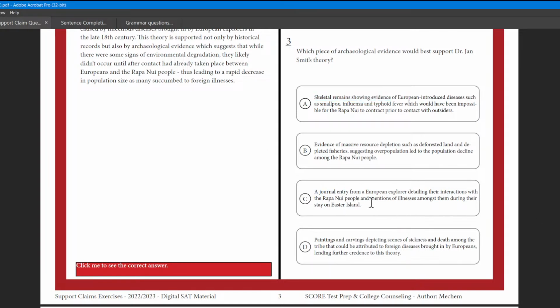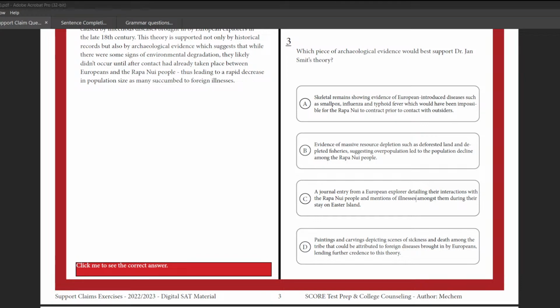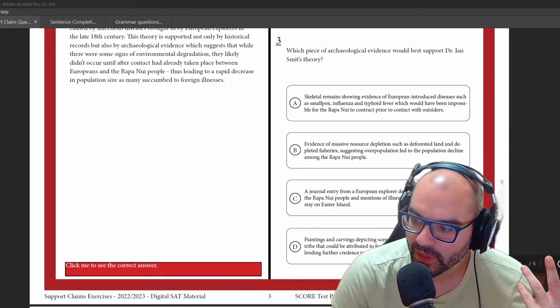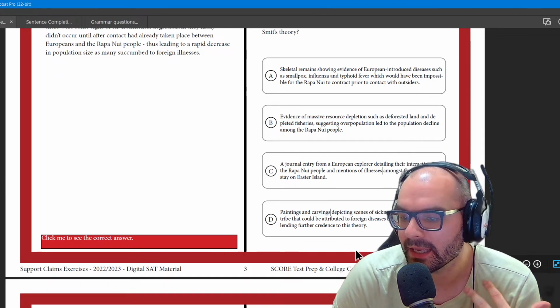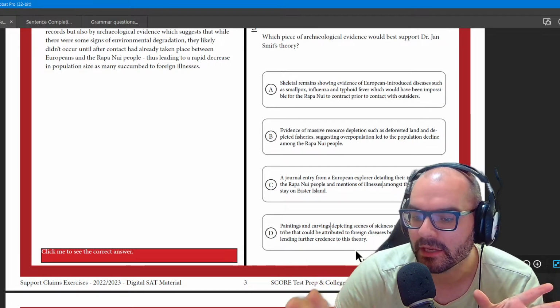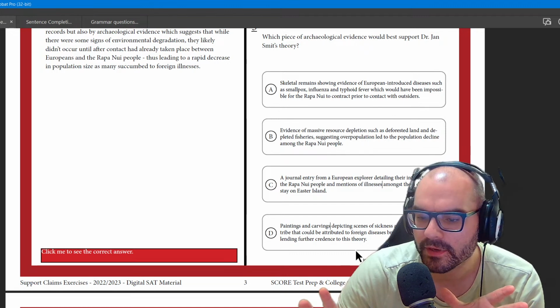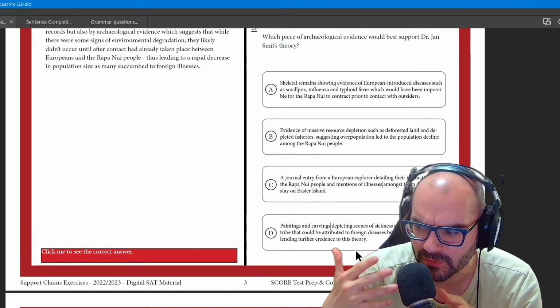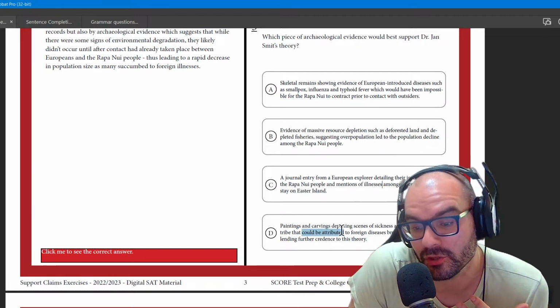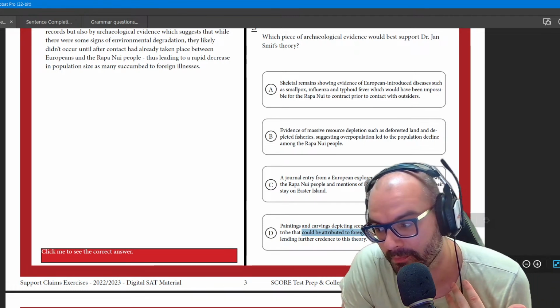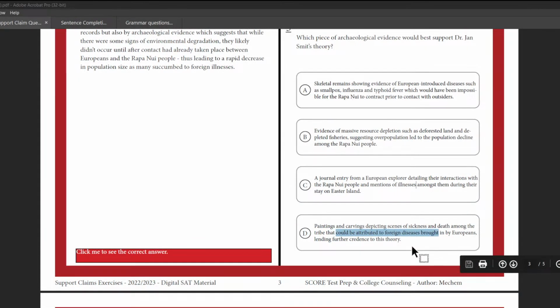A journal entry is a little more anecdotal, right? It's like hearsay. It's not necessarily concrete evidence. So that's something I'm not so sure about. Looking at the other option of the paintings and carvings, again, that's not bad, but at the same time, do we know when those paintings and carvings were put together? Do we know for sure that we're interpreting those correctly? Notice it says could be attributed to foreign diseases brought in by Europeans. It could be, but what if it isn't? What if they're just drawing pictures on the wall?